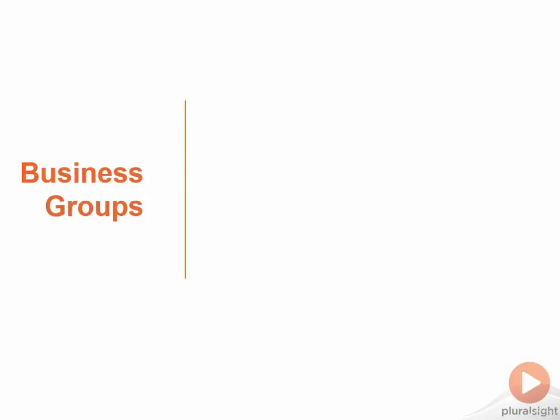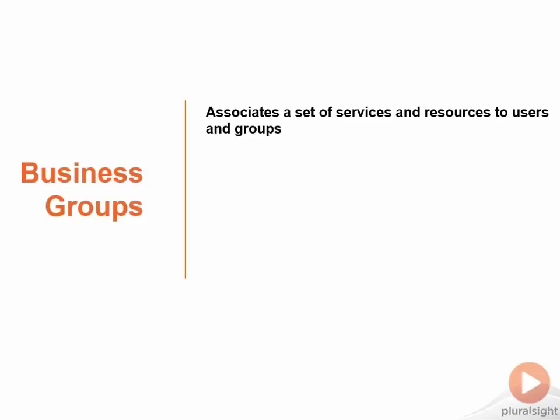And the last of the groups is the business group. The business group associates a set of services and resources to users and groups. So this is really the link between the different pieces here. You have your compute groups, you have your fabric groups, and those are all made up of resources you can consume. But how do you map those to users and groups? Well, that's what a business group does.